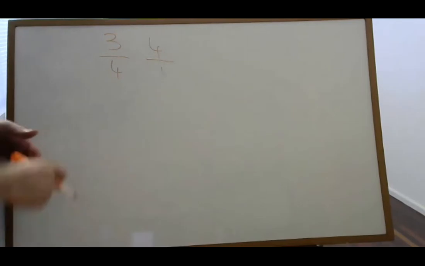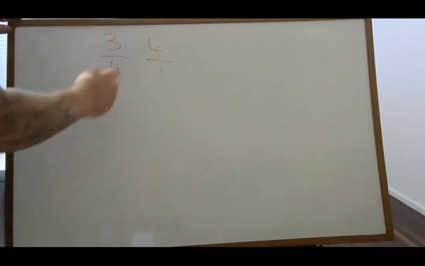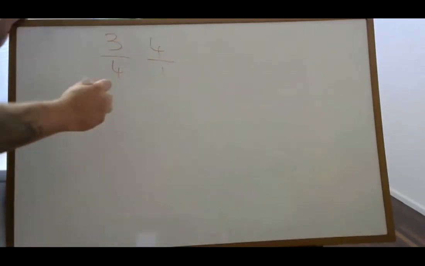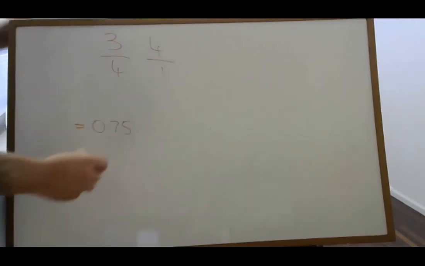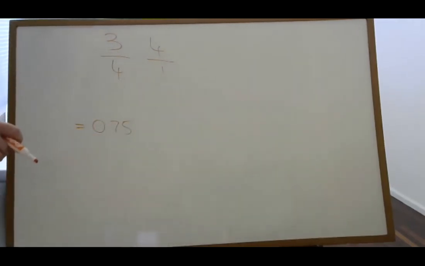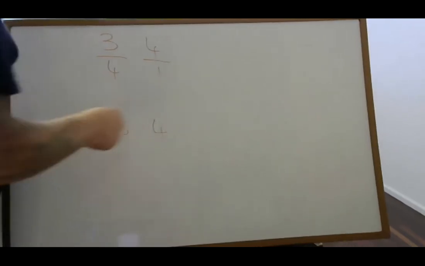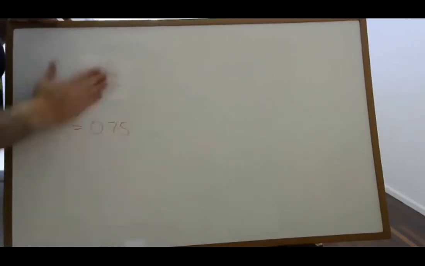No, these are not in proportion. There's another way to calculate it: 3/4 is 0.75, and 4 over 1 is 4. So they're not the same. They are not in proportion with each other.